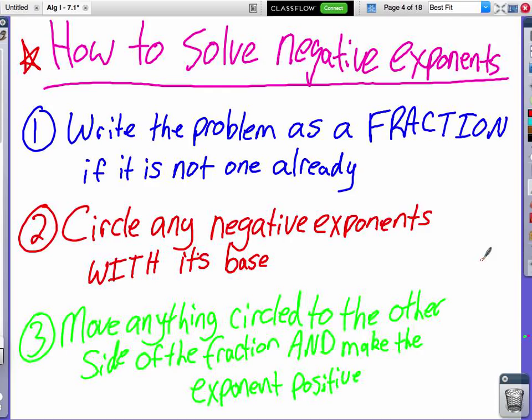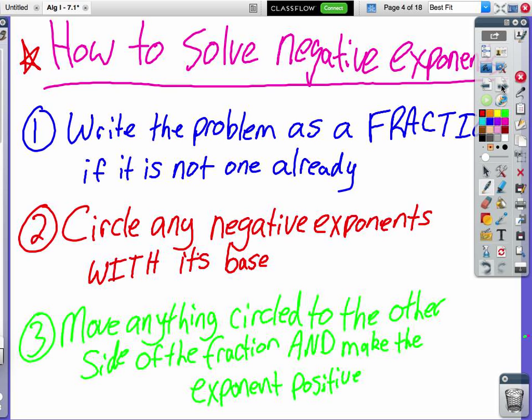How to solve negative exponents. We are going to write the problem as a fraction if it is not one already. Second, we're going to circle any negative exponent with its base. And number 3, move anything circled to the other side of the fraction and make the exponent positive. So we'll take a look at some of these problems on this next page.